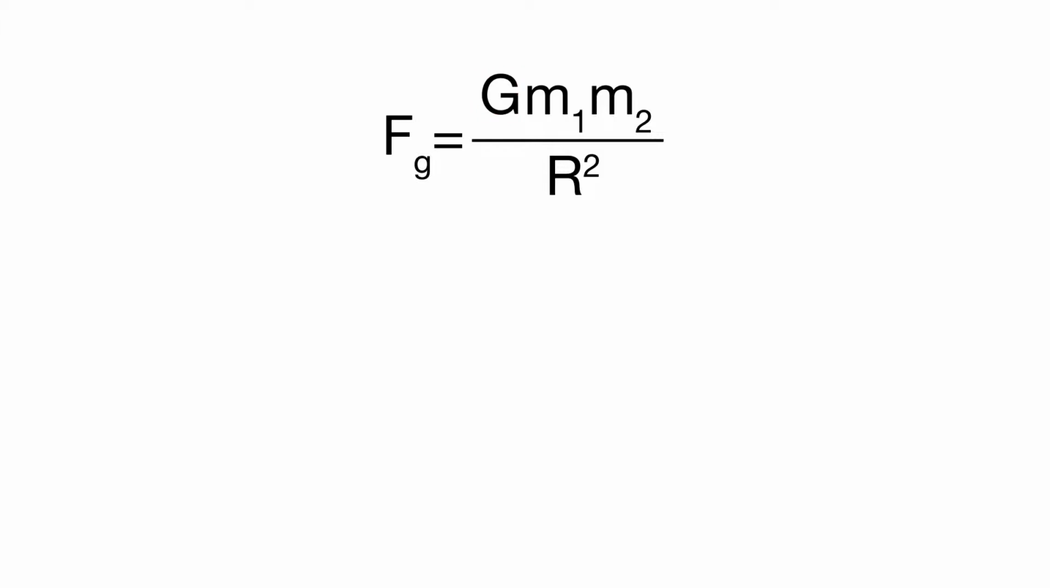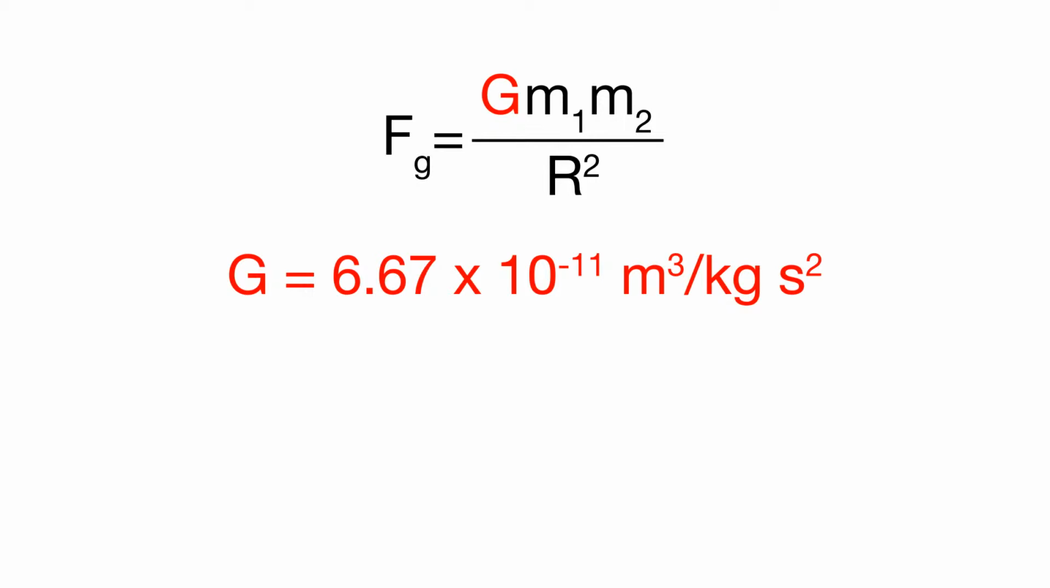In this equation, big G, as it's called, is the universal gravitational constant, shown here. This constant is the same for gravitational forces all across the universe, and it's given in terms of meters cubed per kilogram seconds squared. Next, we have m1 and m2, which are the masses, in kilograms, of the two bodies that the gravitational force is acting between. And finally, we have r, which is the distance, measured in meters, between those two bodies.